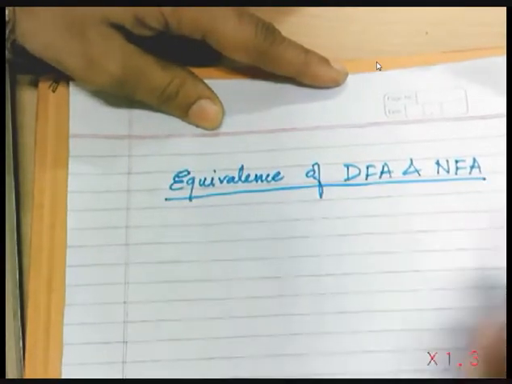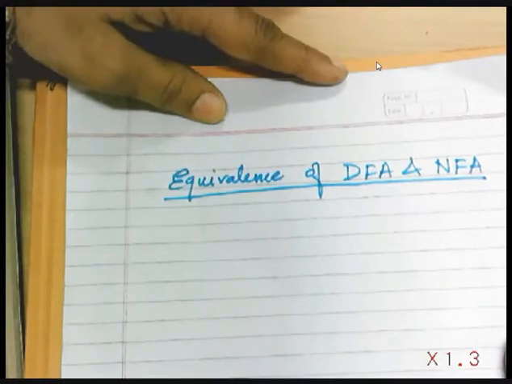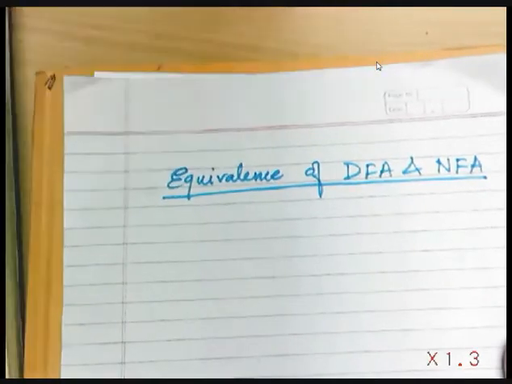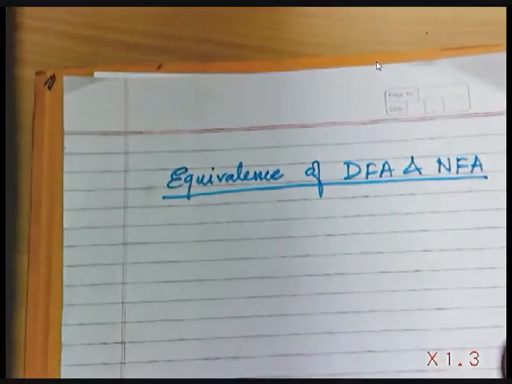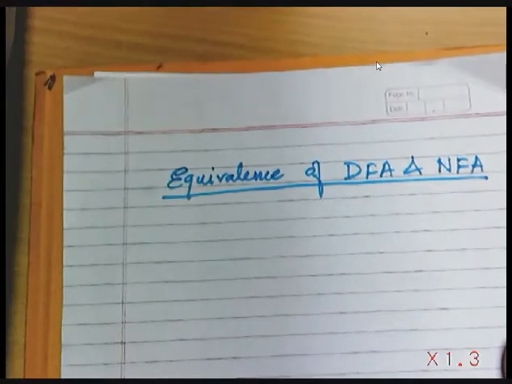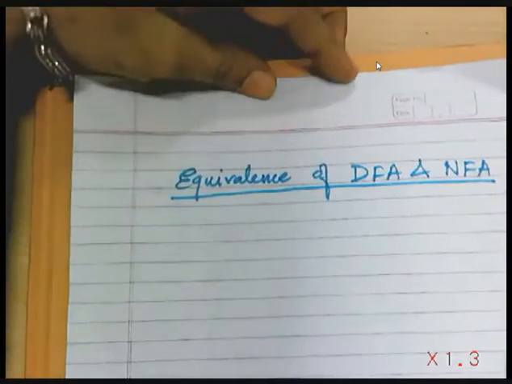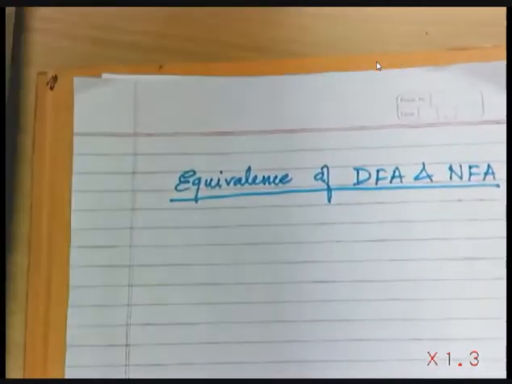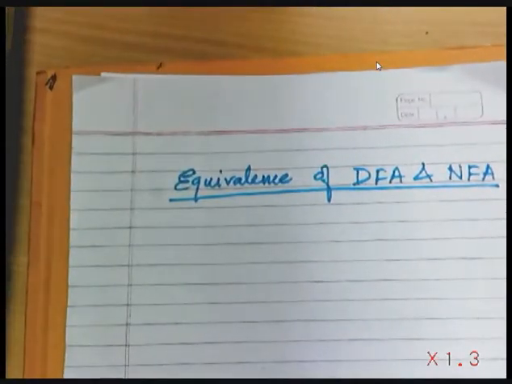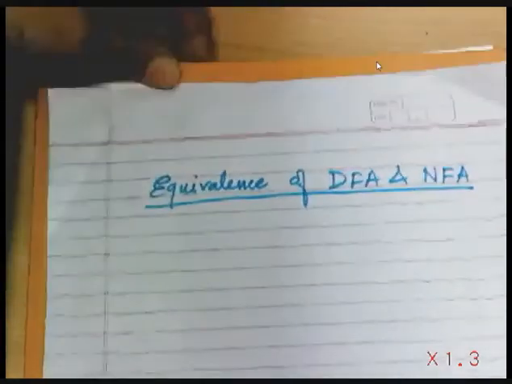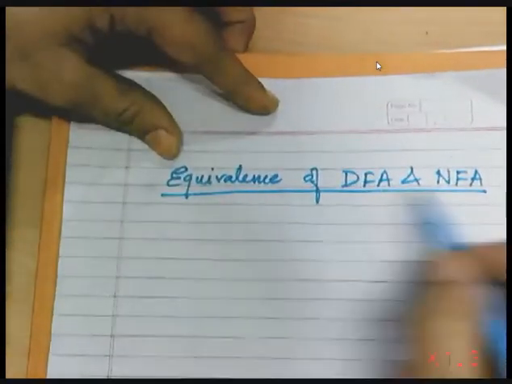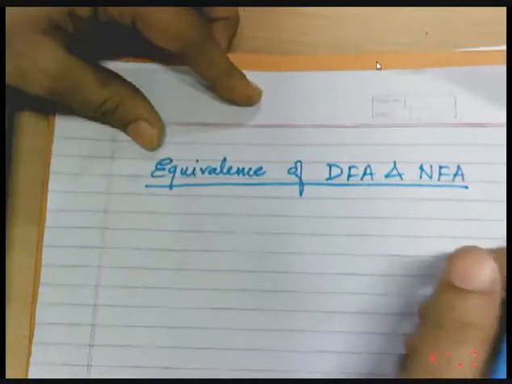Equivalence means whether DFA and NFA have equal power. Are they equivalent to each other? Yes, they are equivalent and they have the same power. Now, what do we mean by the power of a machine? Can we say DFA and NFA are machines? Yes, they are machines.